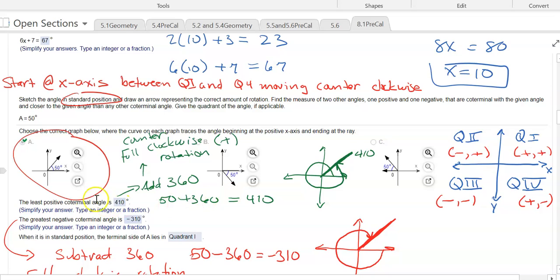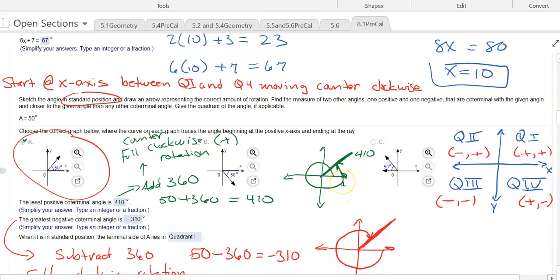Now when we start looking at least positive coterminal angles: coterminal is simply the same position. So where 50 degrees is, we want to land in that same place. As we can see here in this green one, it is a full counterclockwise rotation. So we're going to be adding 360. You see the swirl. We're starting here, going all the way around. So that is 360.